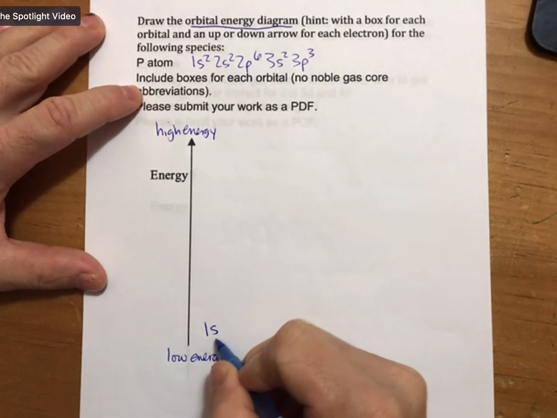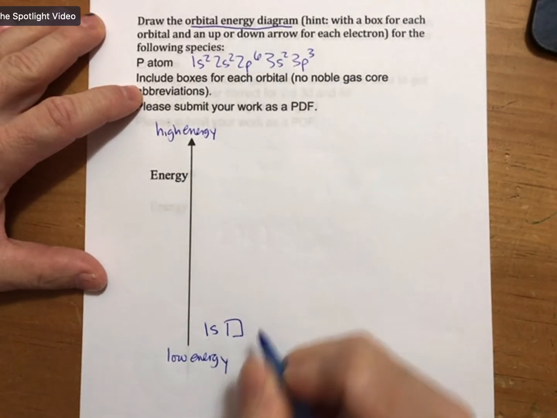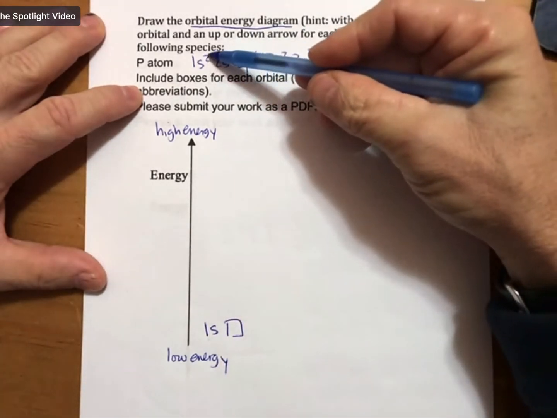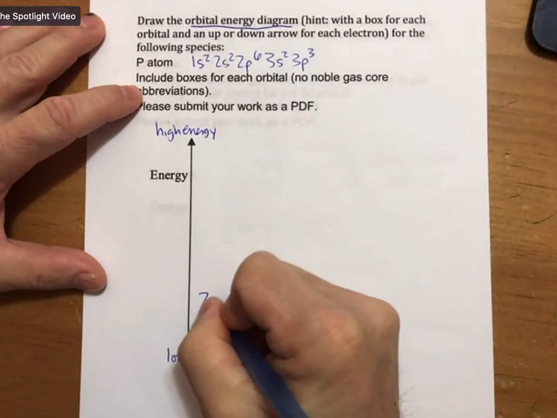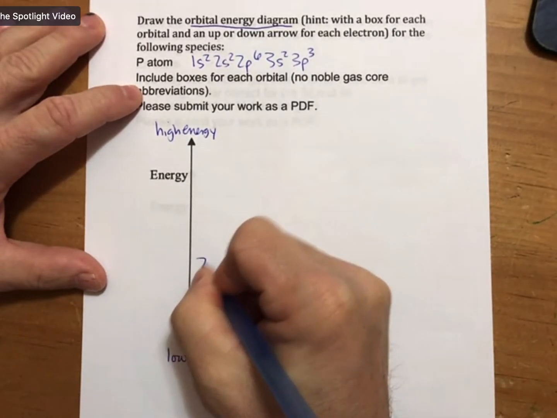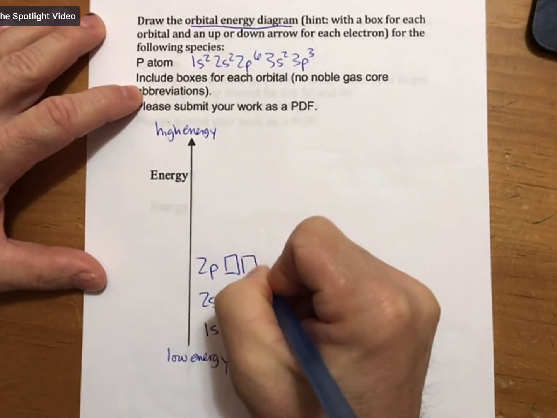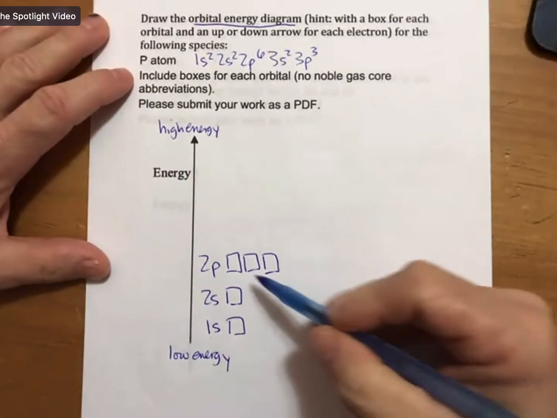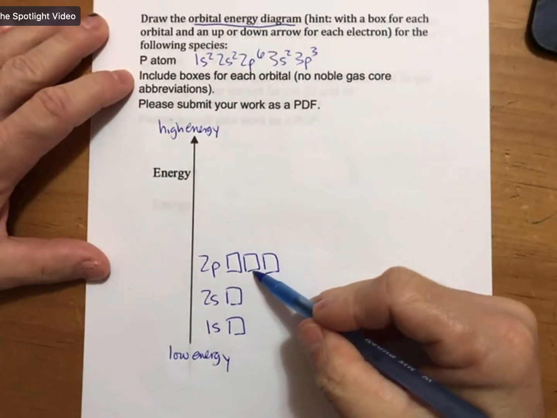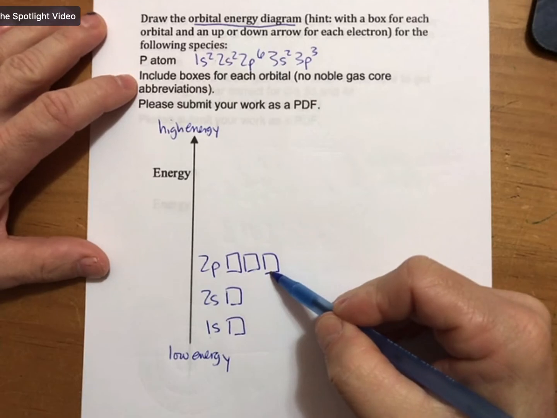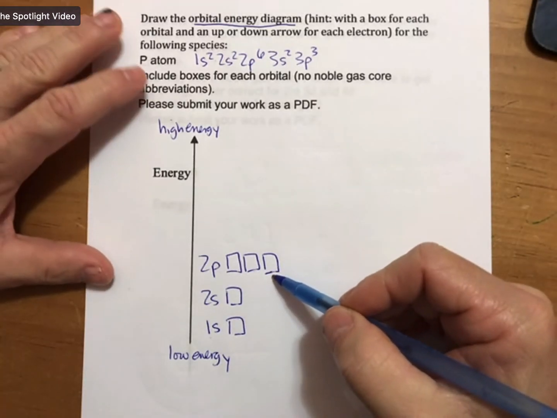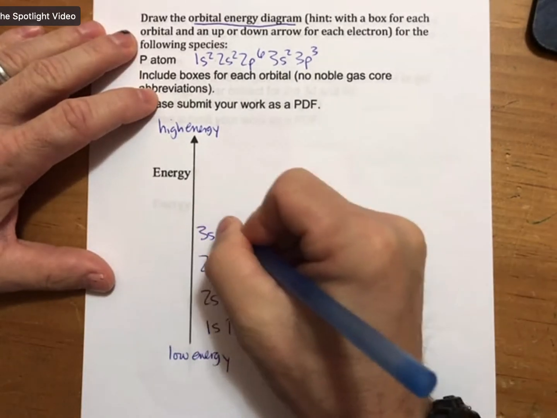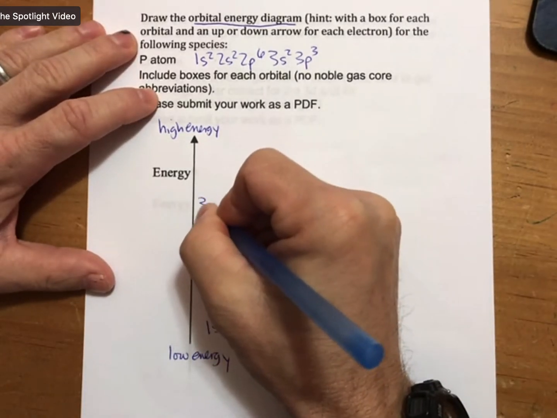For a 1s sublevel, there is one orbital with a maximum of 2 electrons. 2s. 2p, as we've mentioned already, a 2p sublevel has 3 orbitals, and each of these orbitals can hold 2 electrons for a total of 6. 3s and 3p.